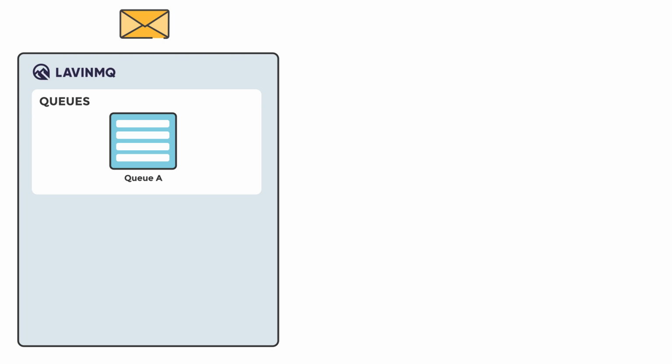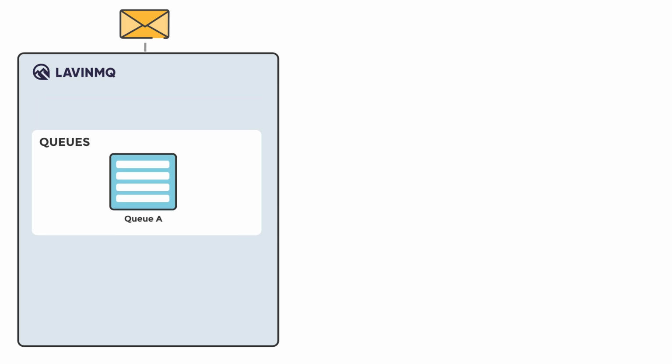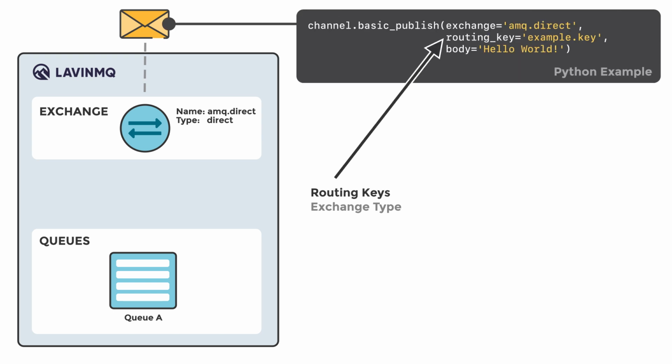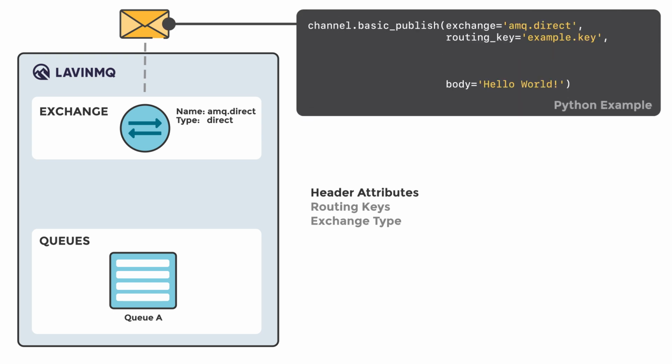The first thing to understand is that messages are not published directly to a queue. Instead, the producer sends messages through an exchange. You can think of an exchange as a mail delivery person, ensuring that the message ends up in the correct queue. How a message is routed depends on several things, including the exchange type, which specifies a number of routing rules, routing keys, and header attributes. These all act as addresses for messages.